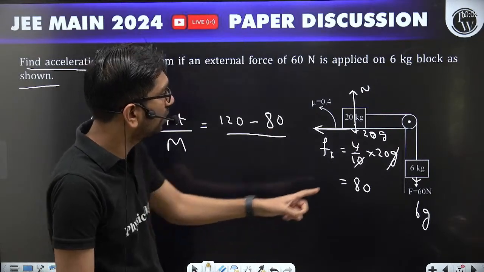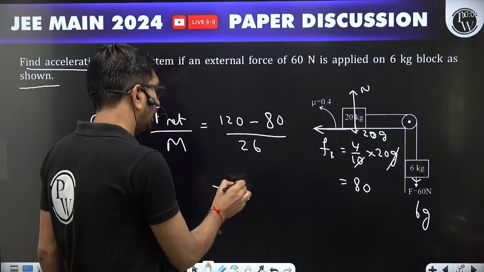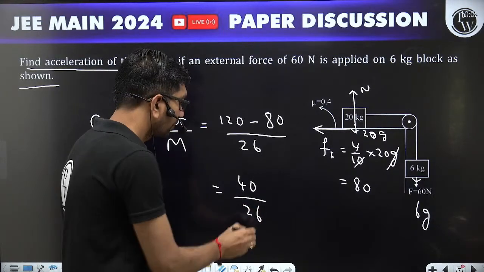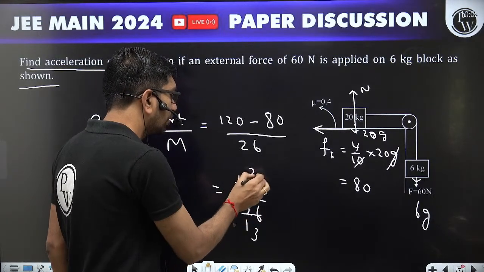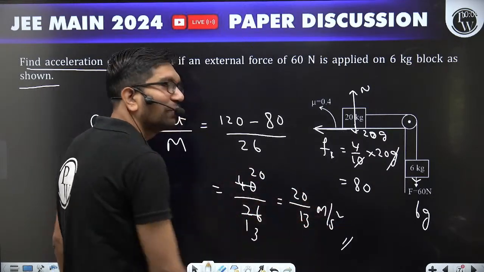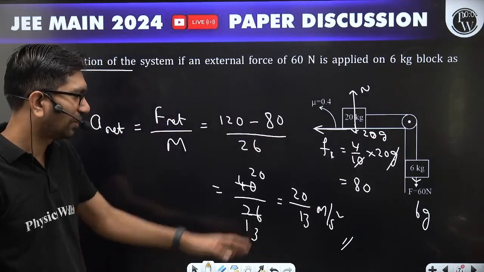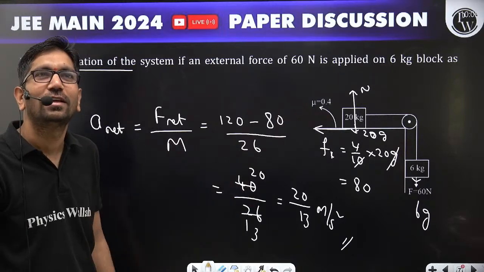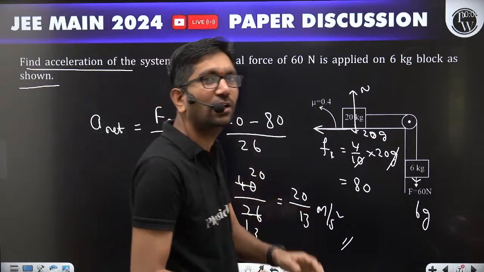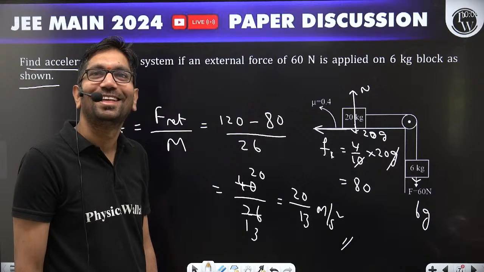Upon total mass. Here is a 6 and here is a 20, so finally 26. So what you get, beta? 40 by 26. 2 ones are 2, 2 threes are 6, 2 twenties are 40. So 20 by 13 meter per second square is the final answer. Whatever answer you get, just put it there. If after calculation you find the answer in an option, put that down as the correct answer. That's it.